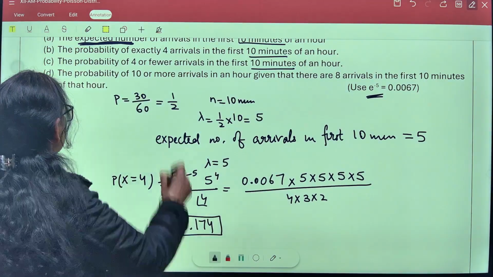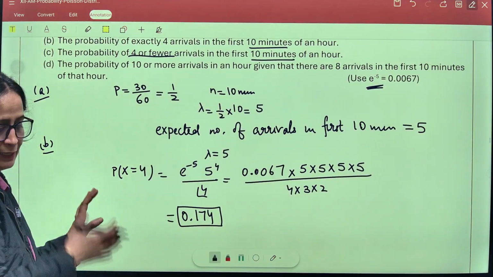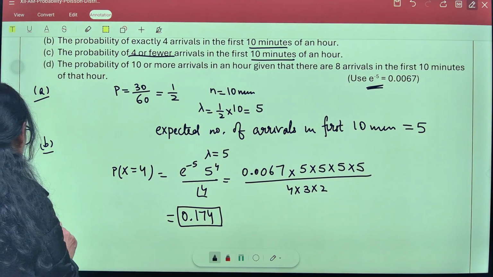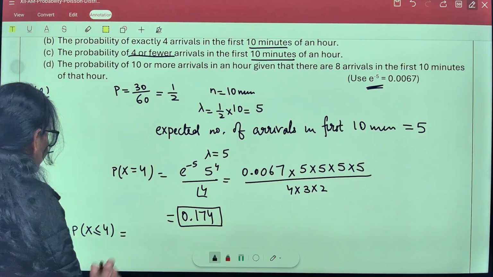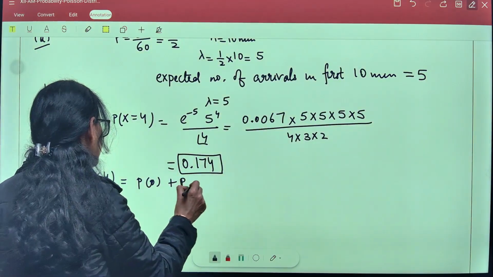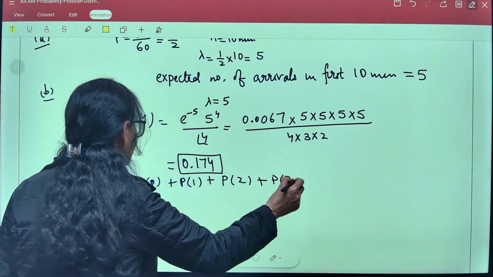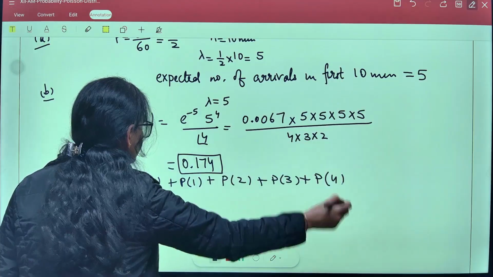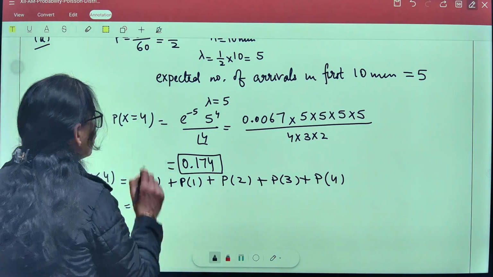Let's look at part C. The probability of 4 or fewer arrivals in the first 10 minutes of an hour. 4 or less than 4. That means you need to find the probability of x being less than or equal to 4. So that comes out to be probability of 0 plus probability of 1 plus probability of 2 plus probability of 3 plus probability of 4. You must be wondering, so much calculation. But it's easy, because always make it a habit to take out e raised to power minus lambda common and then solve it.